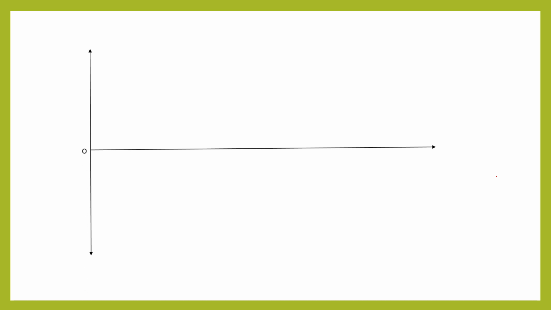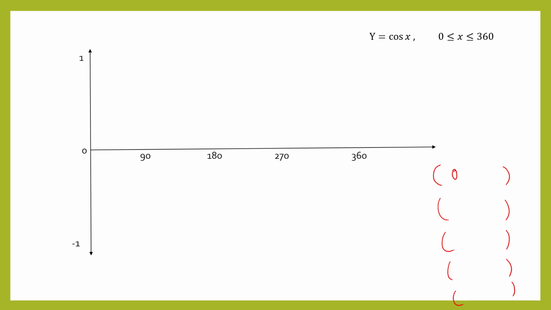So how to draw it between 0 till 360? We're going to do the same thing which we have done in sine x, which is to plot the 5 main angles, which are 0, 90, 180, 270 degrees, and 360 degrees. So what's the cosine of 0, cosine of 90, cosine of 180, and so on? Cosine of 0 is 1, cosine of 90 is 0, cosine of 180 is -1, cosine of 270 is 0, cosine of 360 is 1.